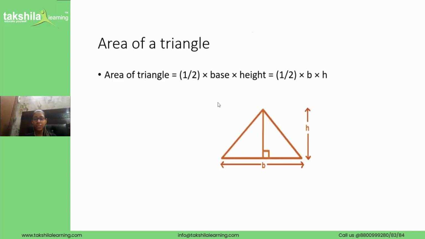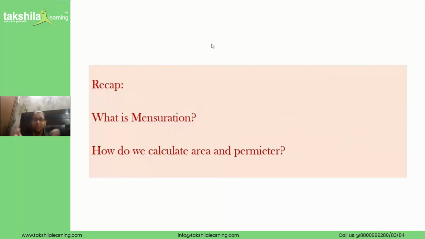So let's do a quick recap of today's class, which is we learned about mensuration, what is the definition, and then we got to know what is perimeter, what is area, what are their formulas, and how do we apply them in all the given shapes.